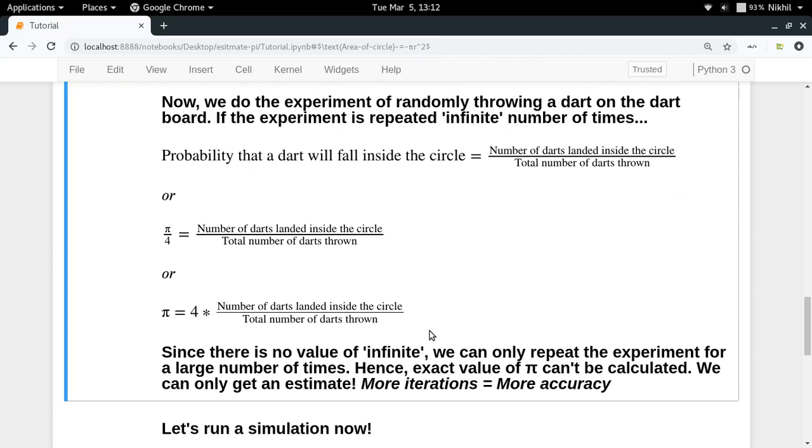Now, since we know that there is no such value as infinite, you can repeat the experiment a large number of times. The more times you repeat the experiment, the more accurate it gets. So you will get a more accurate value of pi if you repeat the experiment a large number of times. That is what we are going to do by running a simulation of this particular experiment using the Python programming language. So let's get started with the code.